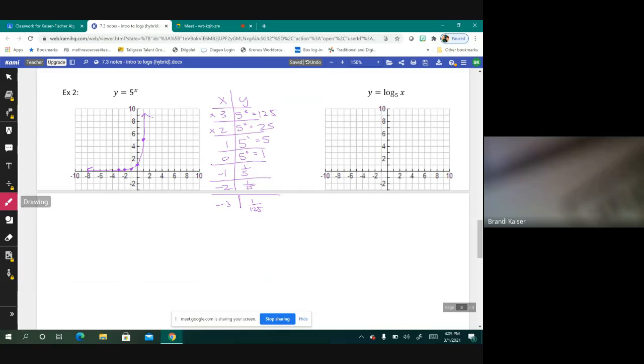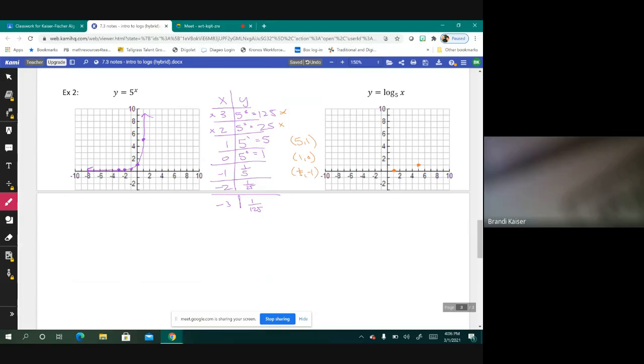And now I can take each of those points, flip them, graph the inverse. Now here's the thing. If I couldn't graph 3 and 125 and 2 and 25 the first time, probably not going to be able to graph them the second time. So let's skip those. Let's flip this 1, 5. It becomes 5, 1. So 5, 1 goes right here. This is the point 0, 1. So 1, 0 goes right here.